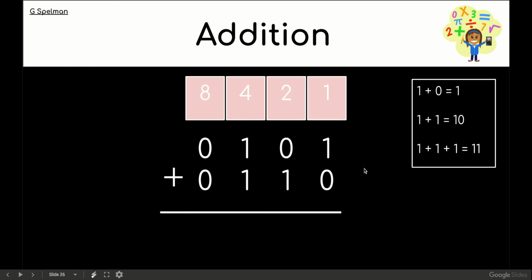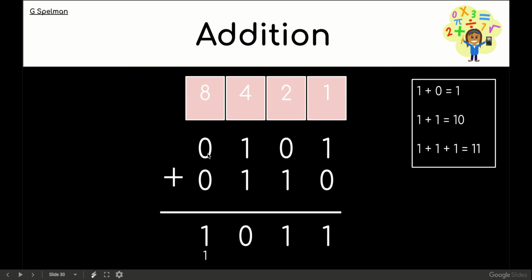Now, I'd like you to have a go at adding these two nibbles together, but I've left this here to help you out. So pause the video, have a go. And now I'm about to reveal the answer. So 1 plus 0 is 1, 0 plus 1 is 1, 1 plus 1, look at it up here, 1 plus 1 is 1, 0, so we have to put the 0 down and carry the 1. So 1 plus 1 is 0, carry 1, and 1 plus 0 is 1.